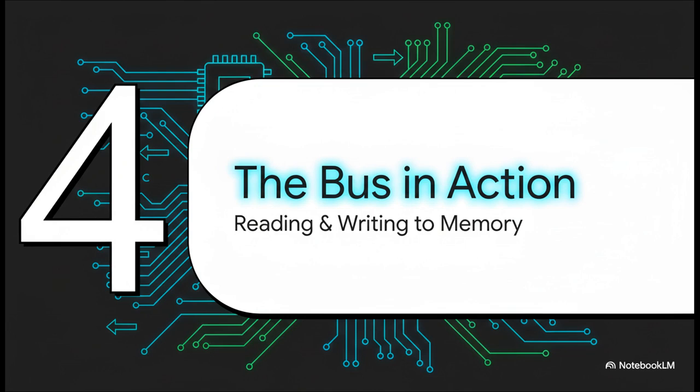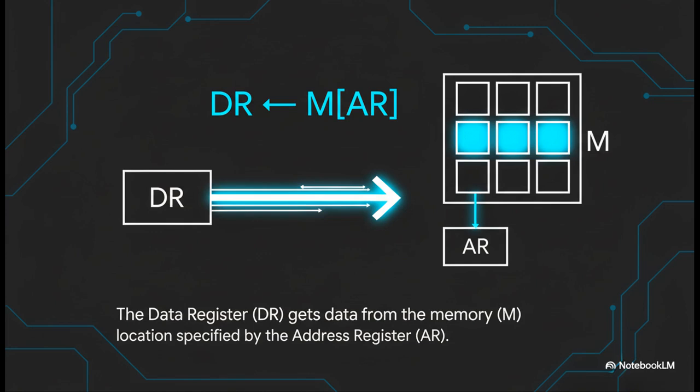Well, let's apply our new bidirectional bus to one of the most fundamental tasks in any computer, reading from and writing to memory. Let's kick things off with a memory read. Now, in what's called Register Transfer Language, or RTL, we write it just like this. And this statement, it tells a pretty simple story. The arrow just means gets the value of. So the data register, or DR, that's our destination, and it's getting data from M, which represents our main memory. But which specific piece of data? Well, the one that's located at the address currently sitting in the address register, or AR.